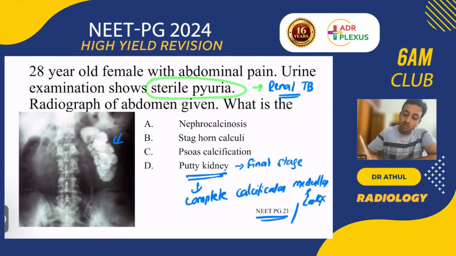You should know how to differentiate between a staghorn calculus, putty kidney, and a psoas calcification. This is the psoas muscle, so if you are seeing calcification here, then it is psoas calcification. This is not psoas calcification. Imagine this is the right kidney. If you are seeing a calculus in the pelvis region like this, then it is a staghorn calculus. It will be seen in the pelvic portion of the kidney, and nephrocalcinosis will usually be bilateral. I will show you the images.